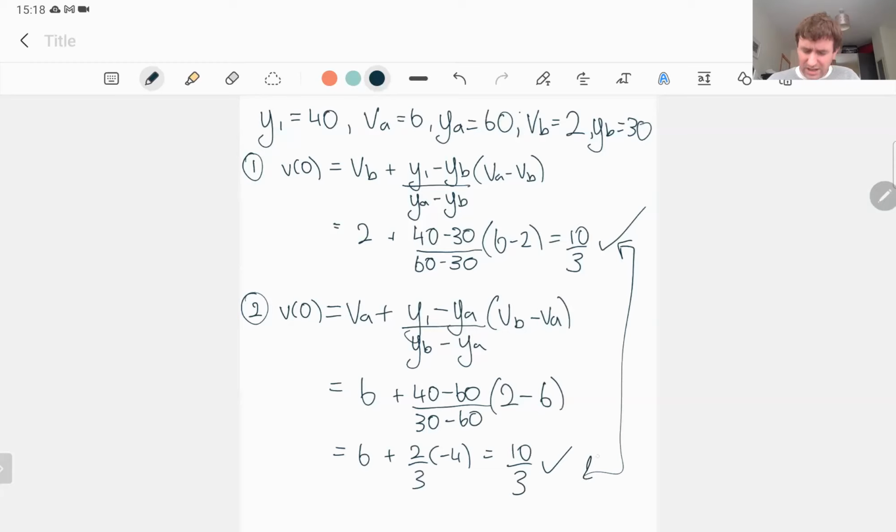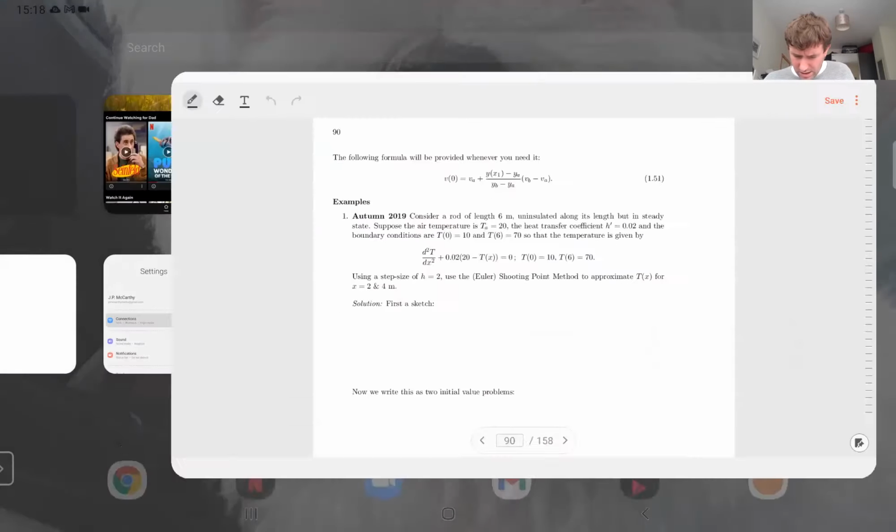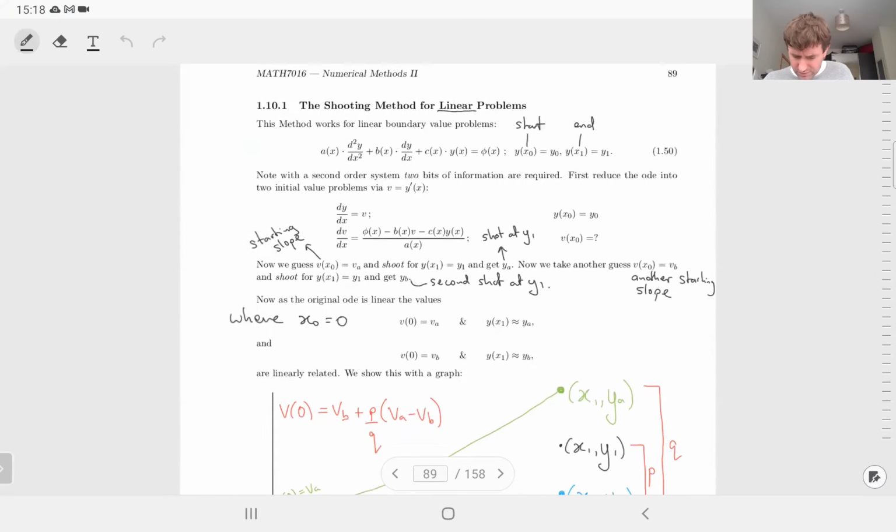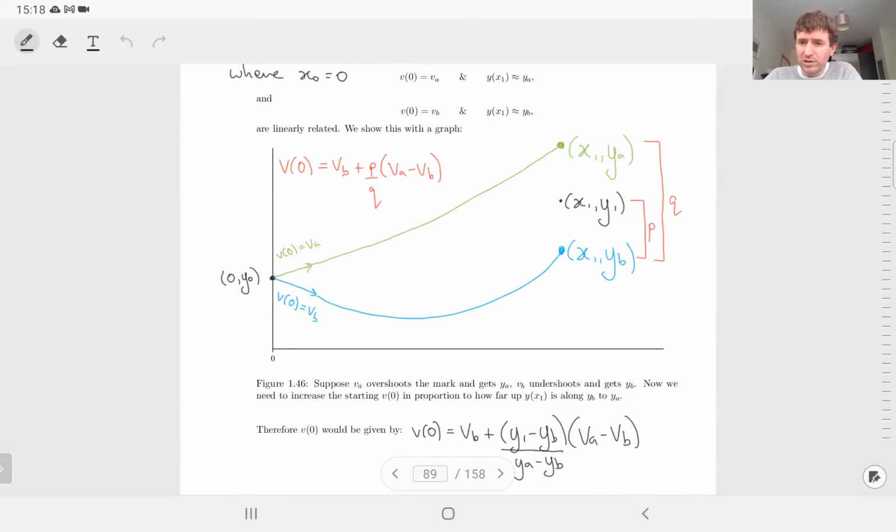Yeah, so what I like to do is kind of come up with the formula just by looking at my picture. Which is what I did down the bottom, but you can just use the formula. And the thing about the formula is that it always works, even if you've two undershots or two overshots. You don't have to have an undershot and an overshot. Basically, there's a relationship between these slopes and the Y values that everything is kind of in proportion. So the Ys are in proportion to the Vs, or rather the difference of the Ys is proportional to the difference of the Vs. And that means that this formula down the bottom works.